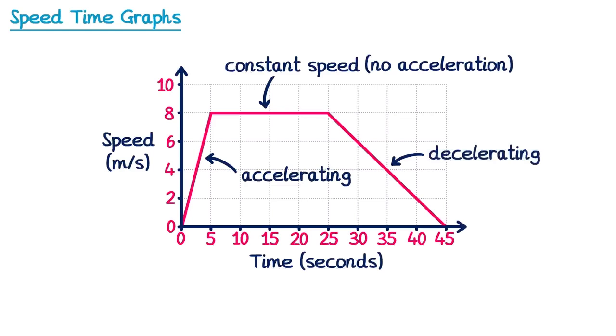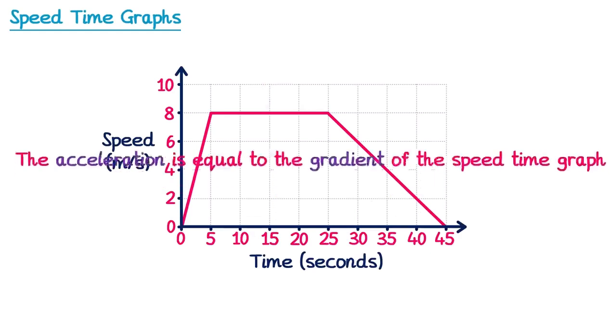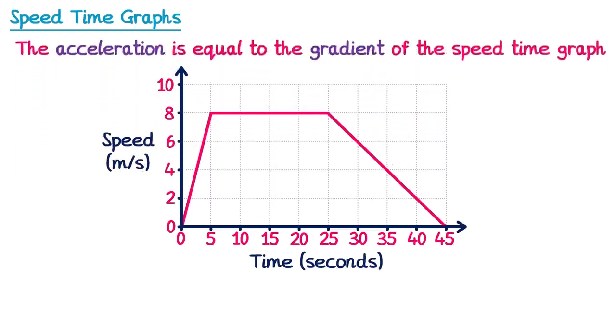We're able to work out the numerical value of the acceleration at each stage in this race. We can do that because the acceleration is equal to the gradient of the speed-time graph. So if we want to work out the acceleration of any particular part, we just need to work out its gradient. Let's start with the first section of the race, between 0 and 5 seconds.